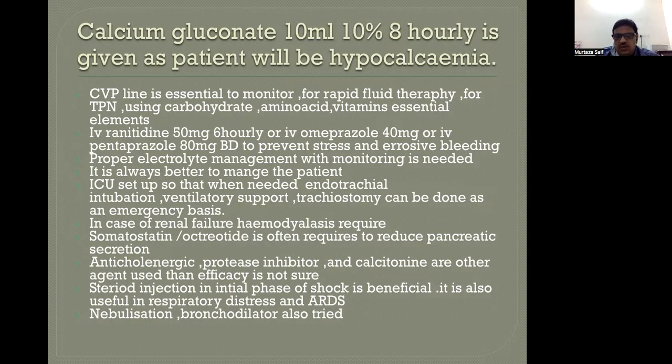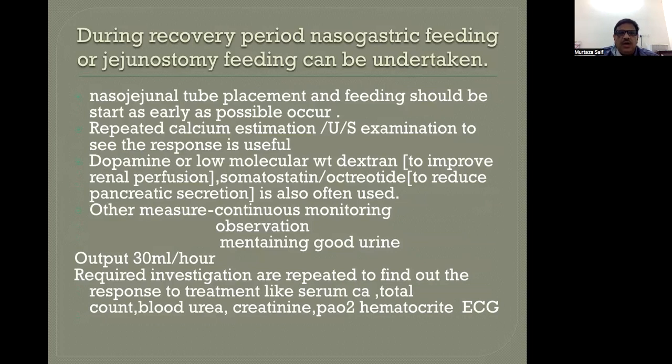Nebulization and bronchodilators are also tried during the recovery period. Nasogastric feeding or jejunostomy feeding can be undertaken. Nasojejunal tube placement and feeding should be started as early as possible. Repeated calcium estimation and ultrasound examination to see response are also useful. Dopamine or low molecular weight dextran to improve renal perfusion. Somatostatin or octreotide to reduce pancreatic secretion is also often used. Other measures: continuous monitoring, observation, maintaining good urine output, at least 30 ml per hour is required, mainly 50 to 60 ml per hour.